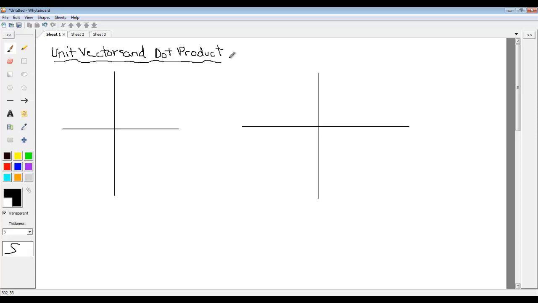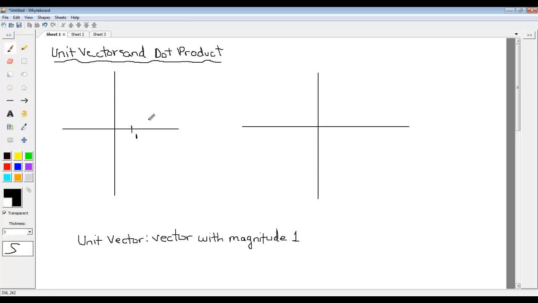A unit vector is a vector that has a magnitude of 1. And there are two very important unit vectors, and I'm going to sketch them on the axes that I have there. But a unit vector is a vector with magnitude 1.